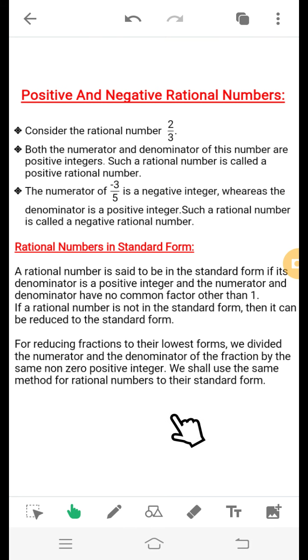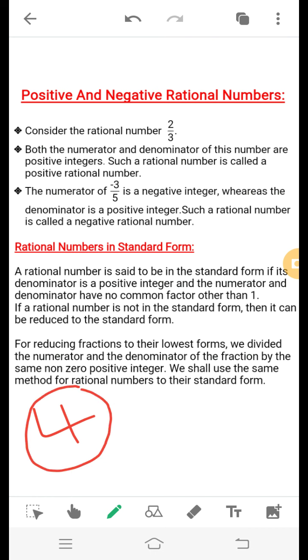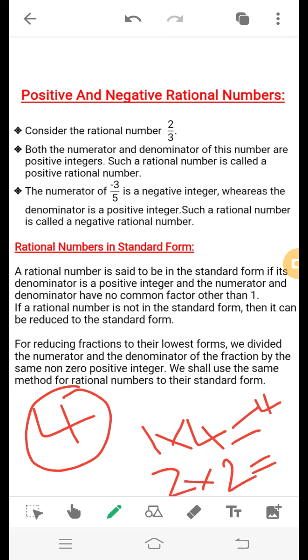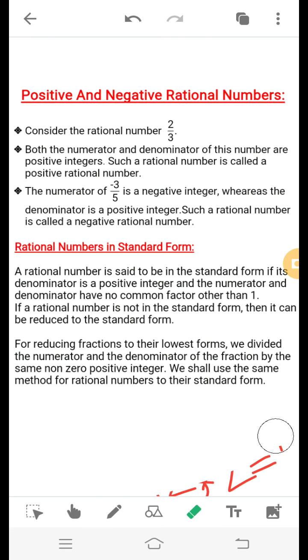And the concept of factors you have already learned in the 6th standard. Just like I am giving the number 4. For factors, we have to find out in which tables it comes. 1 fours are 4, 2 twos are 4. So the factors of 4 are 1, 2 and 4. So we can reduce the form until both numerator and denominator have no common factor except 1. Let us understand with one example.